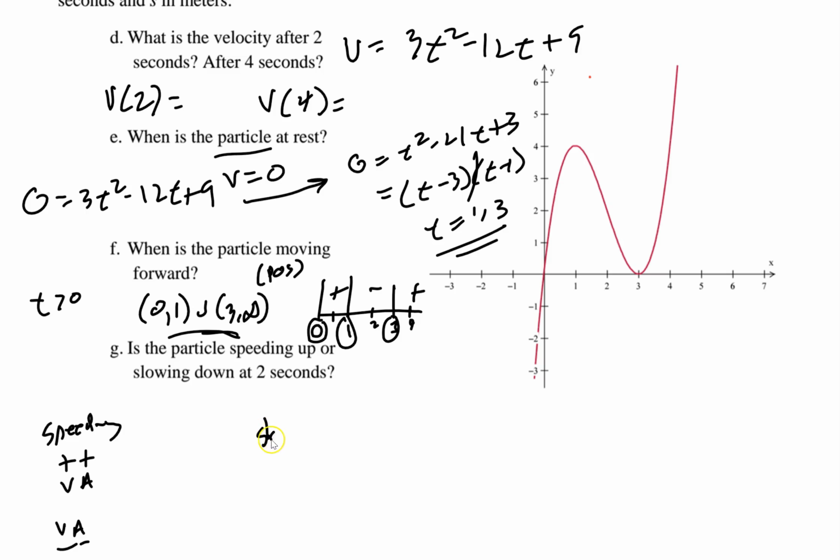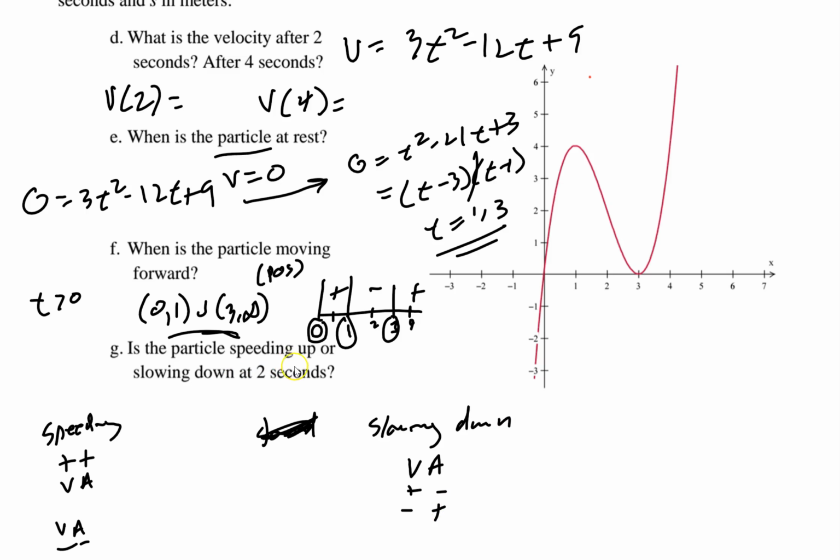Slowing down is when they're working against each other. So plus or minus, minus or plus. If they're working against each other, slowing down, working with each other, speeding up.